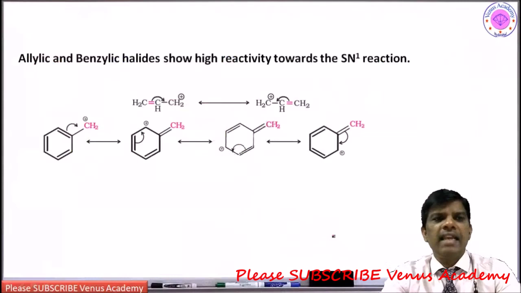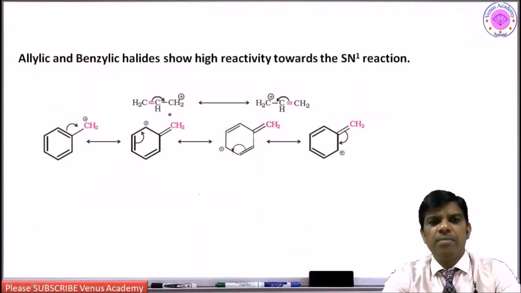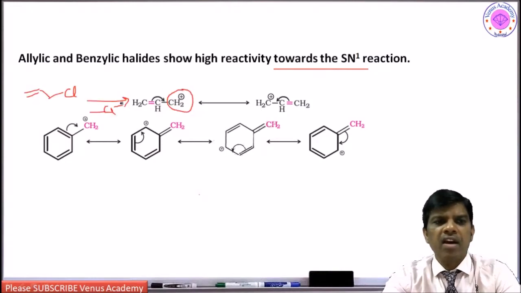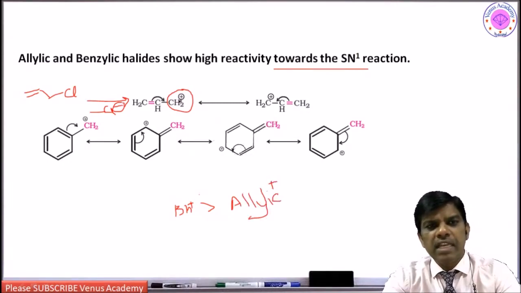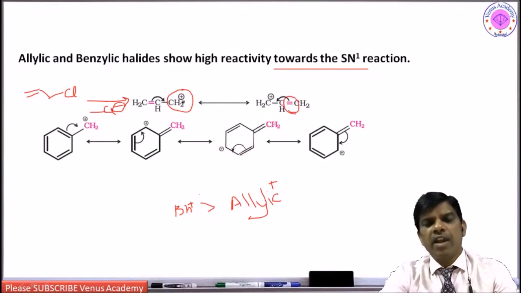Let us take allylic and benzylic halides. Yesterday I explained what allylic halogen and benzylic halogen are. These allylic and benzylic halides show high reactivity towards SN1 type reactions. Why? Because of the carbocation that is going to be formed, the allyl carbocation. If you remember, the benzylic carbocation is more stable than the allylic, then tertiary. The allylic carbocation is stable because it is a resonance stabilized carbocation. It will wait till the OH comes.